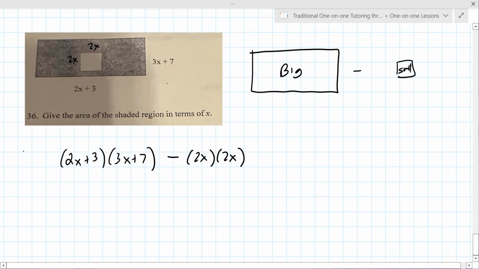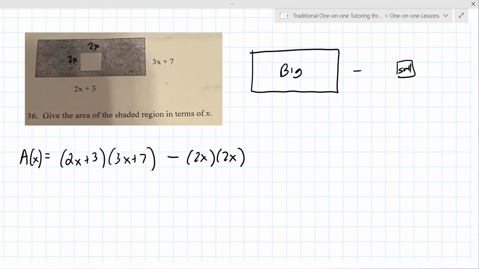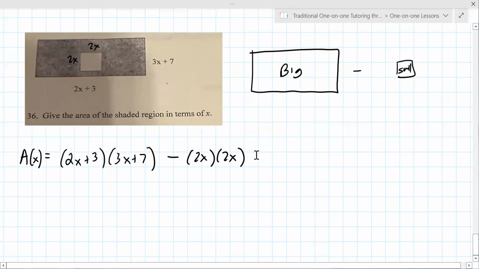Okay, so this is correct. What you just told me is correct. I don't know if your instructor wants you to go further than this. Do you have an answer key? Yes. What you want to look for in the answer key is whether they leave it like this, or whether they FOIL it out. They FOILed it all the way out. The answer they got was 2x squared plus 23x plus 21. So you need to FOIL this, and then subtract.